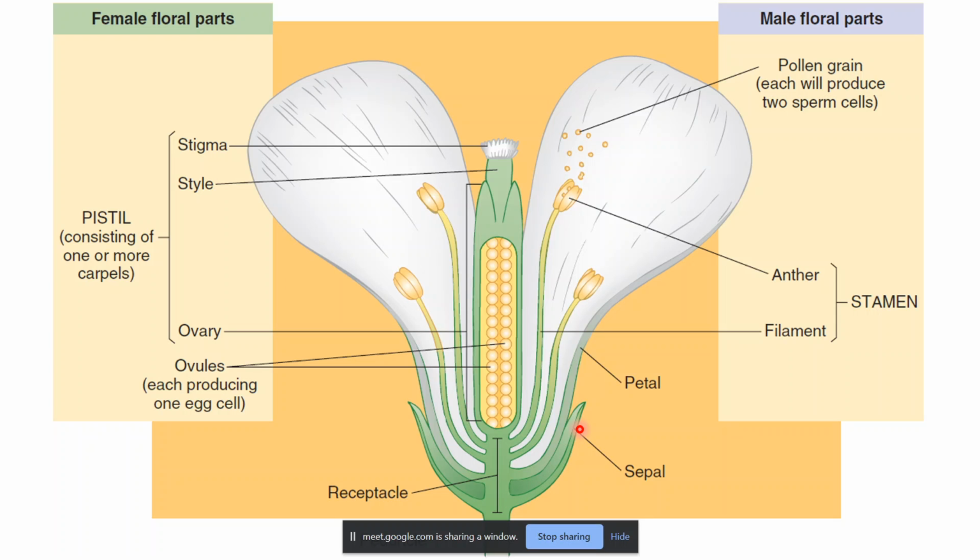Then petal. Petal. Okay. Stamen. Stamen. And carpel. Carpel. Yes, carpel. Here it is, carpel. So, sepal, petal, stamen, carpel. That's very good. Thank you very much, Mohammed.